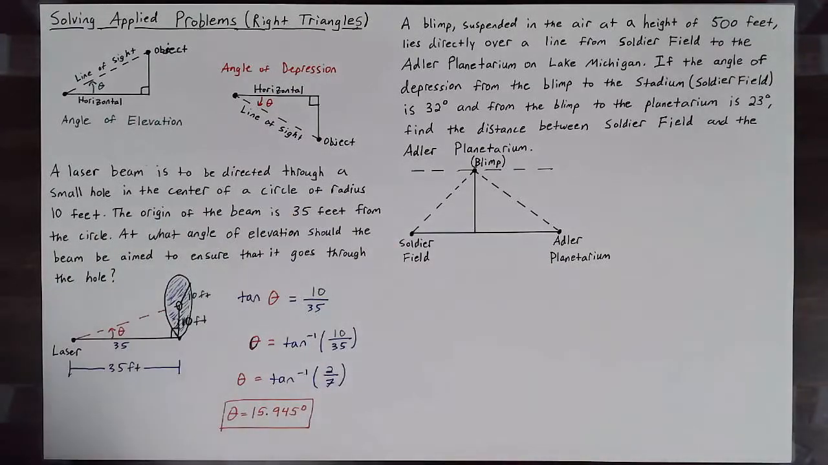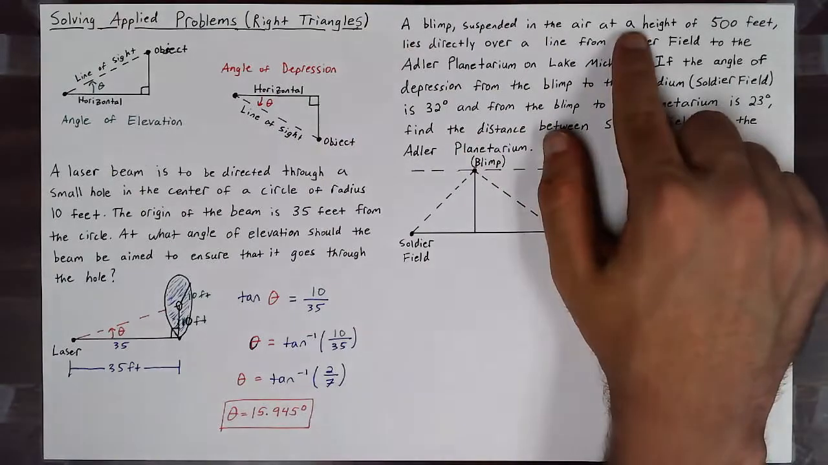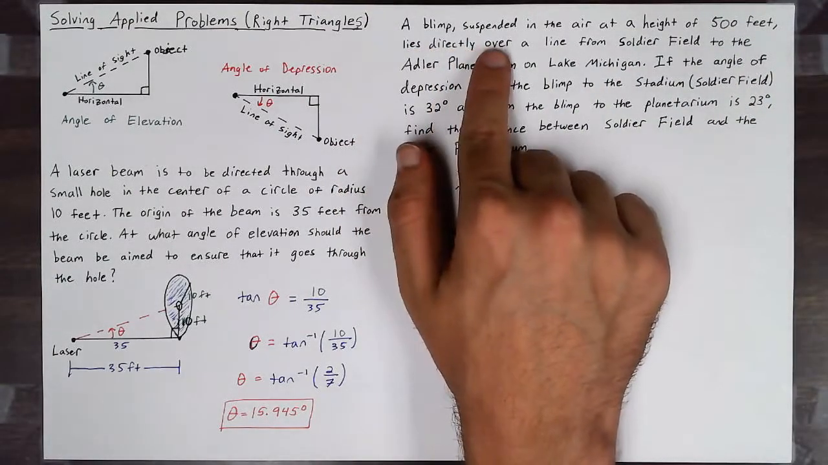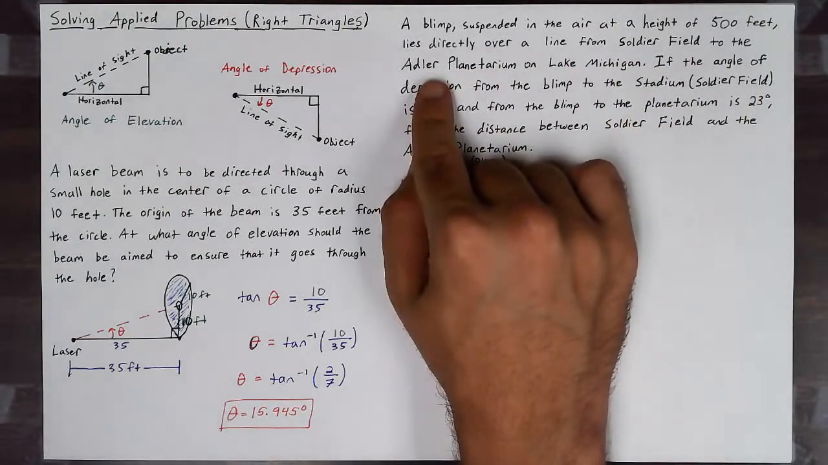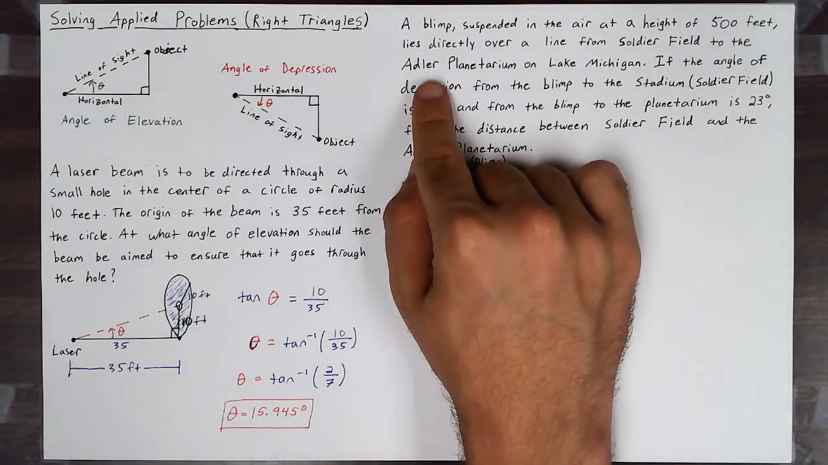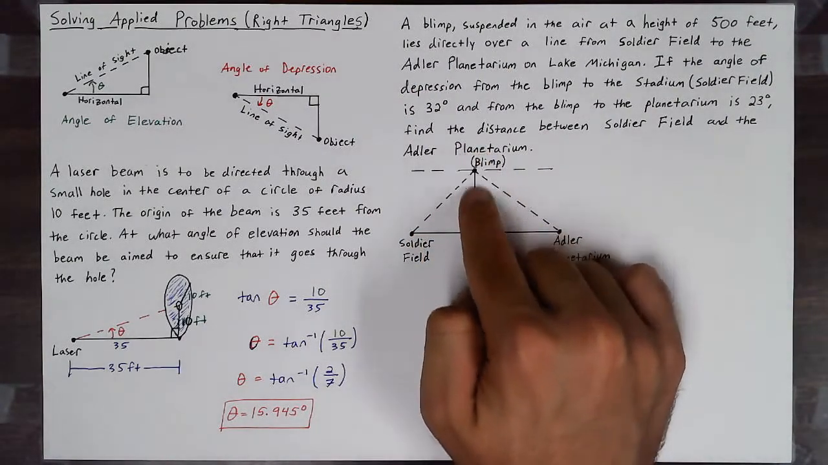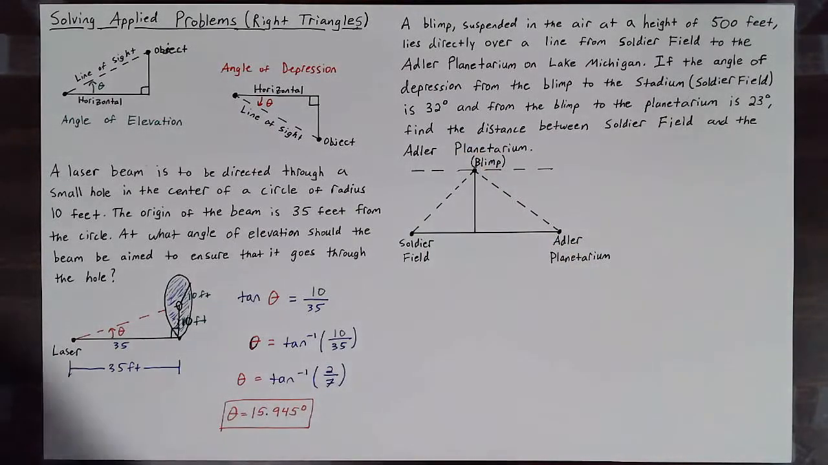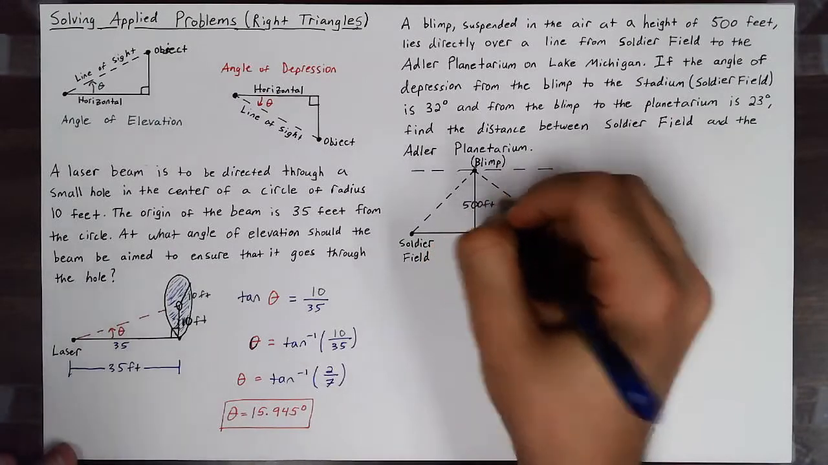Now let's look at a little bit more of an involved problem. So say we have a blimp suspended in the air at a height of 500 feet, which lies directly over a line from Soldier Field, which is a stadium, to the Adler Planetarium on Lake Michigan. So this is the line between them, and the blimp is directly above it. So 500 feet is the distance from the blimp to the ground. So I'm going to write in 500 feet as that distance.